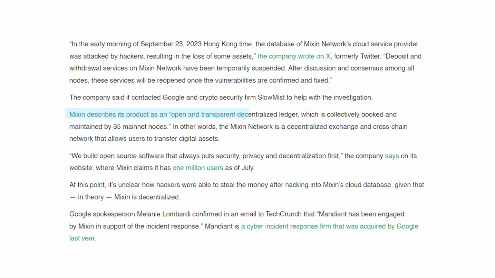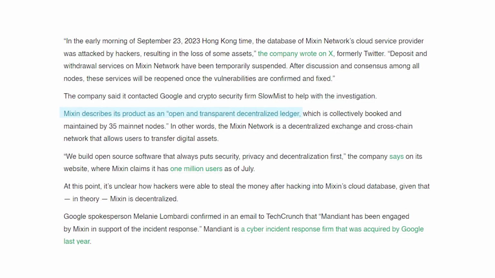Mixin actually claims to be decentralized, but attributes this loss to a hacked third-party cloud service provider. The specifics of how the funds were drained remain undisclosed, but they were just simple transfers. This would suggest a leak of Mixin's private keys. These keys could have been held on the cloud service that Mixin is blaming for the attack. Something's just not adding up for me on this claim to be decentralized and then blaming $200 million of loss on a hacked third-party database.